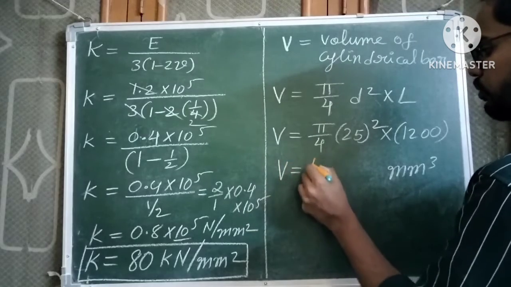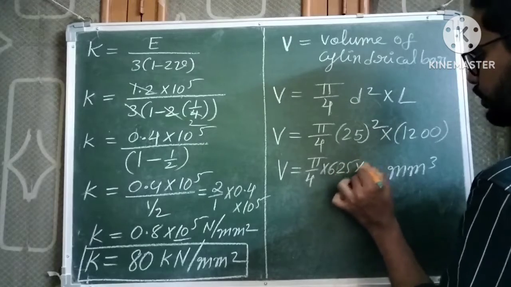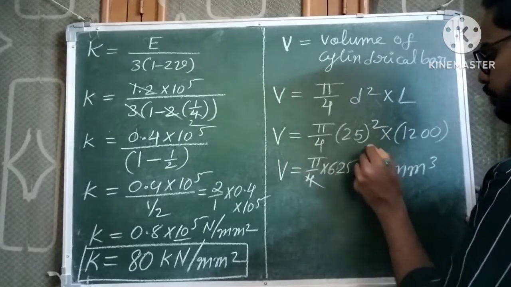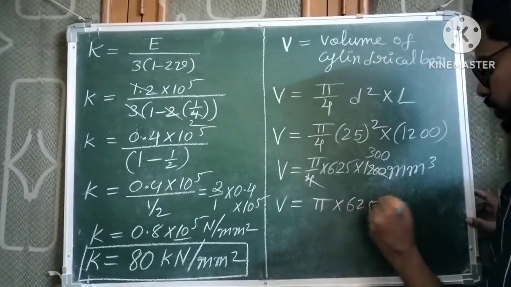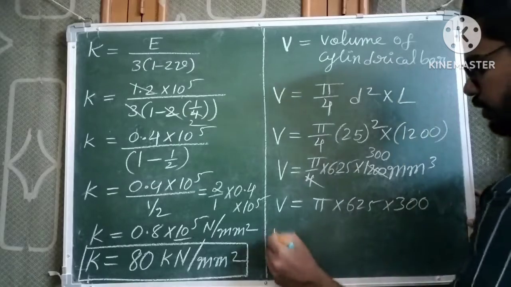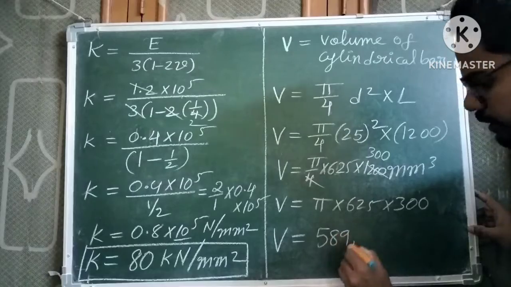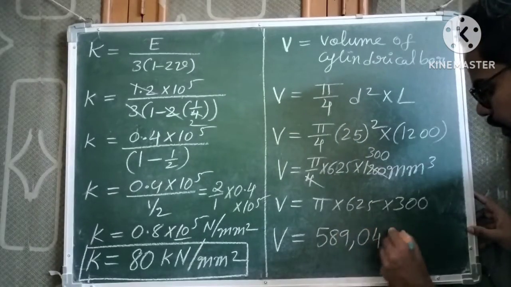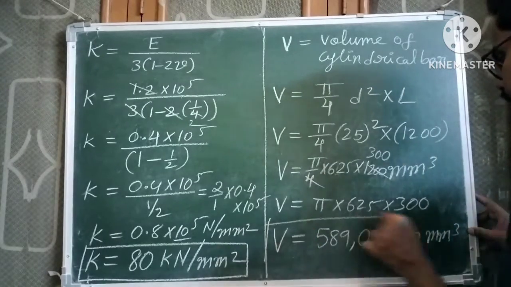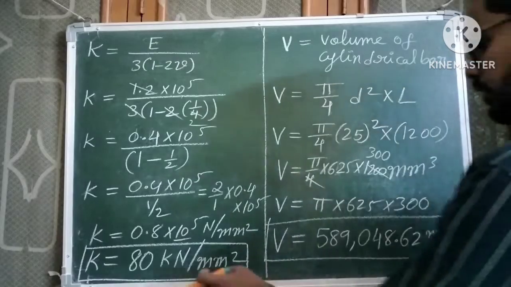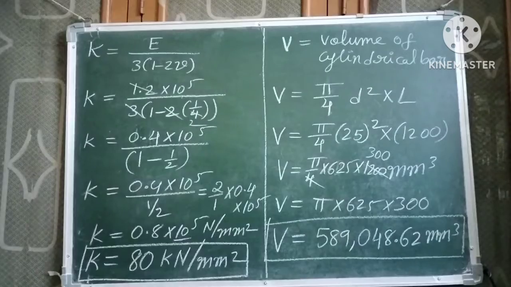So V is equal to pi by 4 into 25 square, which means 625, into 1200. 4 threes are 12, so 4 into 300. V is equal to pi into 625 into 300. If you calculate, you will get approximate value 589,048.62 mm cube. This is volume of cylindrical bar. Using these two values, we can find change in volume of the cylindrical bar.